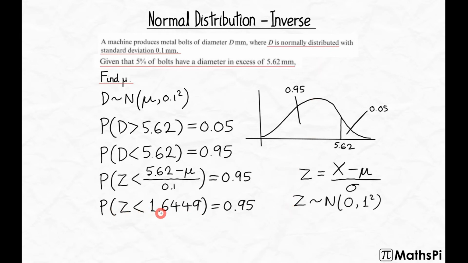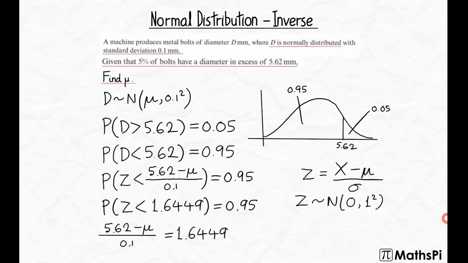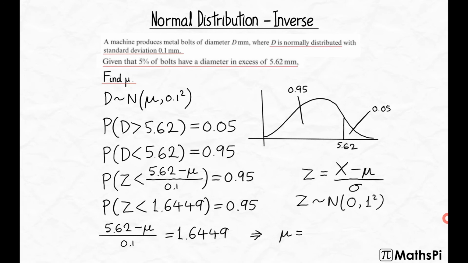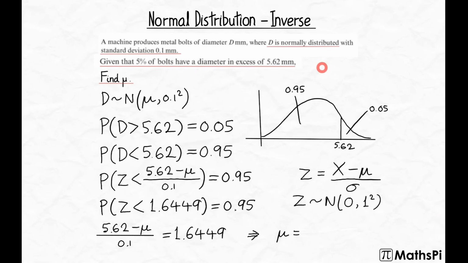So now by direct comparison, we can deduce that this expression here must be equal to 1.6449. So let's just write that out. And from there, it's a fairly simple rearrangement. And we can get that mu must be equal to 5.4555.